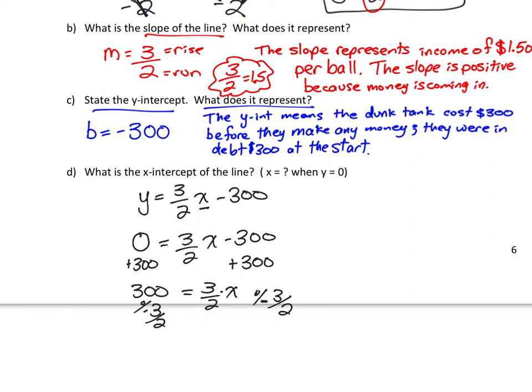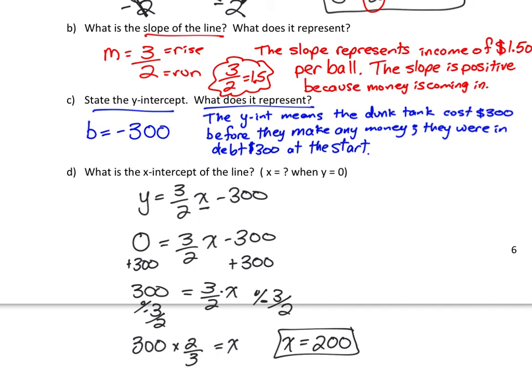So be careful when you're dividing by a fraction, you actually flip the fraction over and multiply. So you're actually multiplying by 2/3. So 300 times 2 is 600, and 600 divided by 3 equals 200. So x would equal 200 when y is equal to 0.